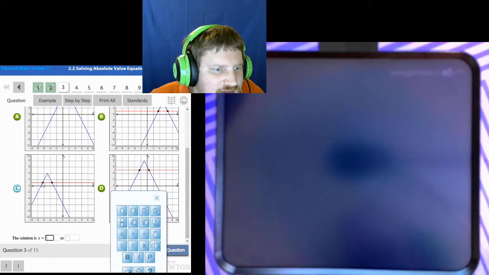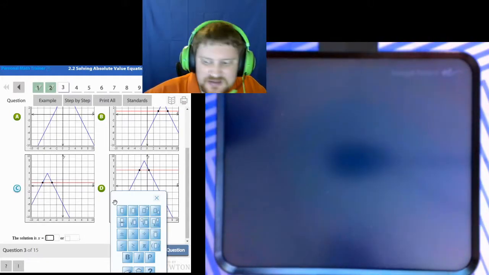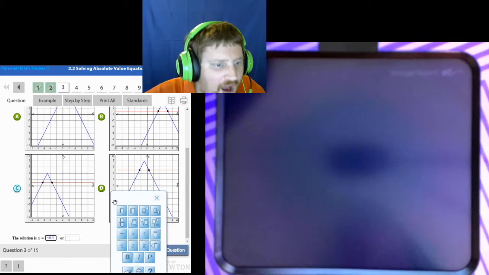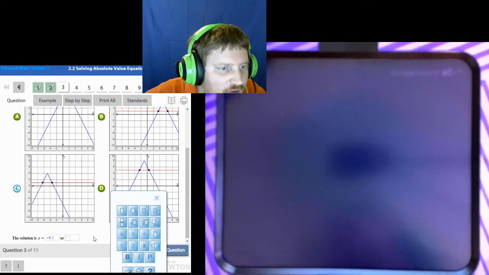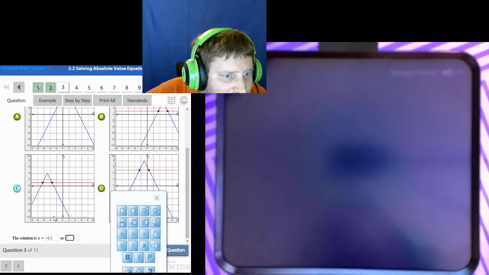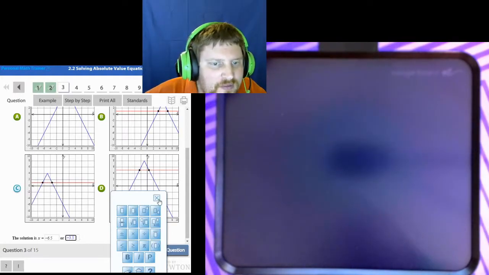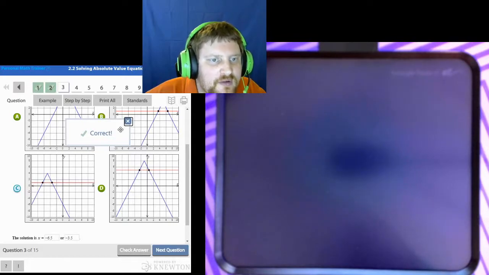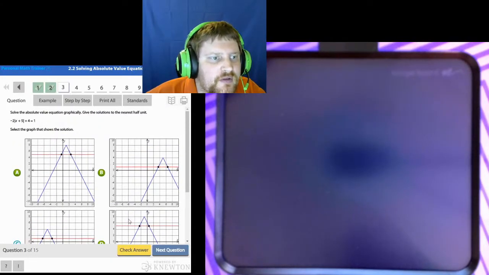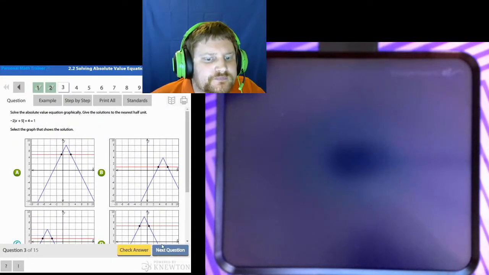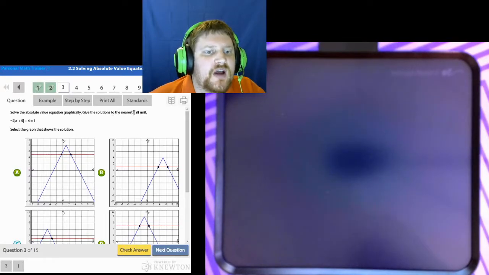But that isn't quite to 7, so this is looking like -6.5 or -3.5. Yeah, and we could have gotten that because it says nearest half unit.